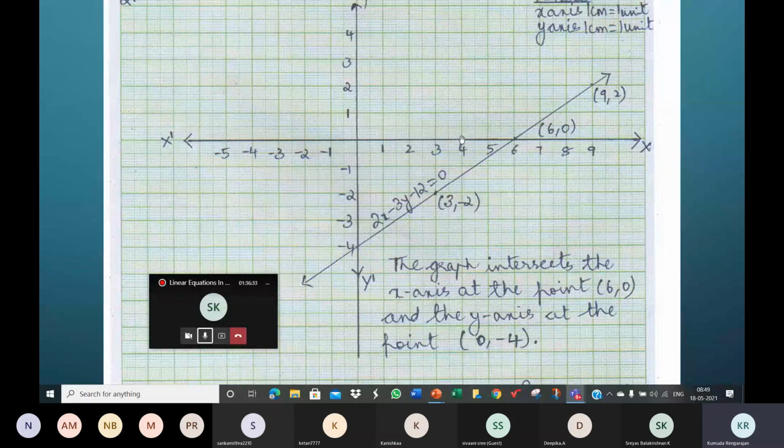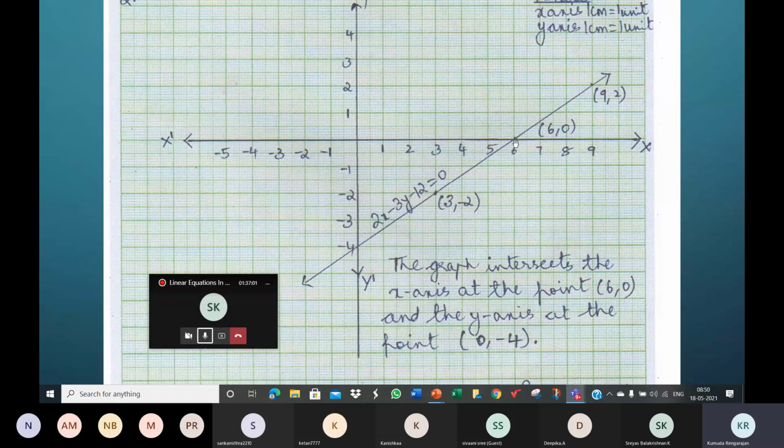If you take any point on the x-axis, any point, now say you take up this point on the x-axis, this point is given by the address 9, 0. So the y coordinate is always 0. So in 6, 0, the y coordinate is 0. The answer in your book, 6, 0. The y coordinate is 0. So 6, 0 is the point where the graph cuts the x-axis.